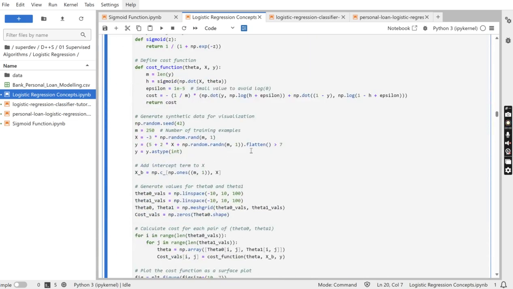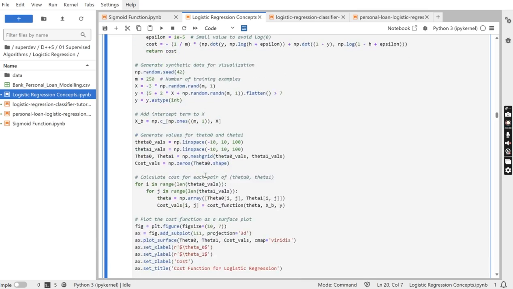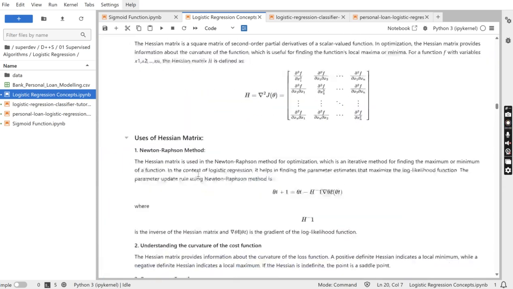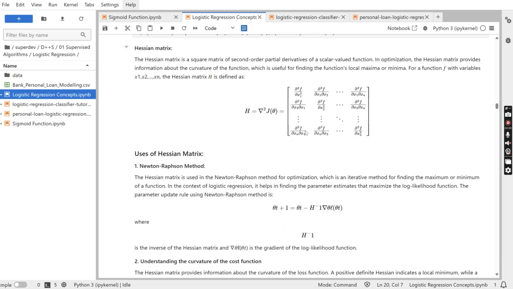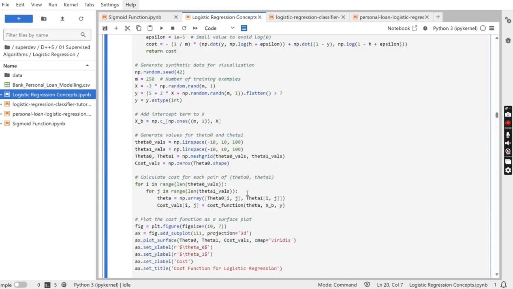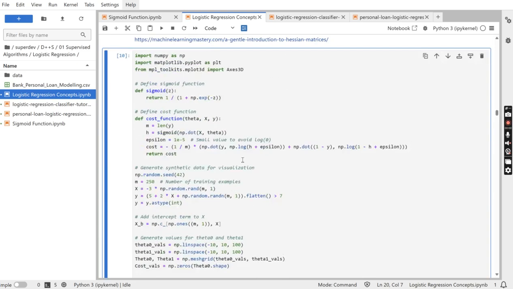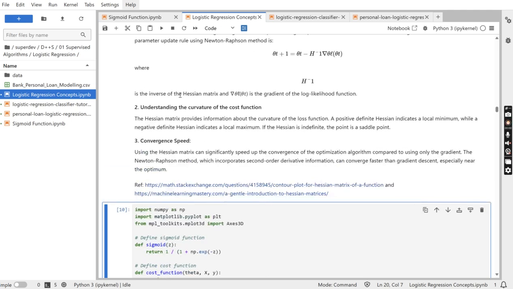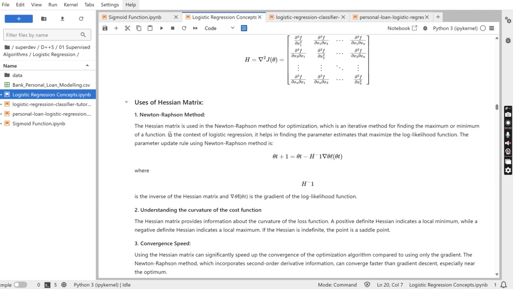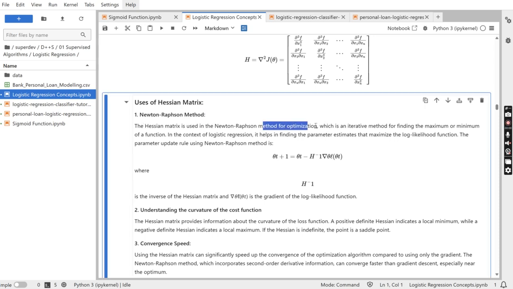But anyway, the point I'm trying to make is that the cost function that you calculate is injected into this Hessian matrix. You will get the local maxima and minima, which looks something like this. One of the methods is Newton-Raphson, which calculates the maxima and minima by making use of this Hessian matrix. And once you know the maxima and minima, now you know which direction to go.